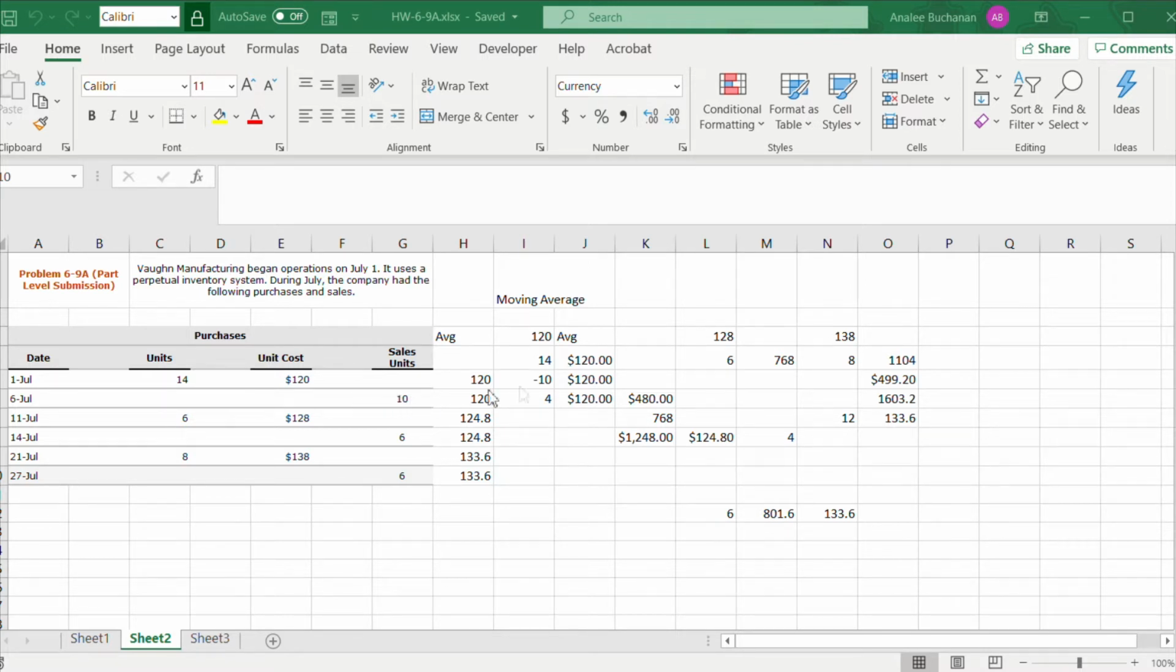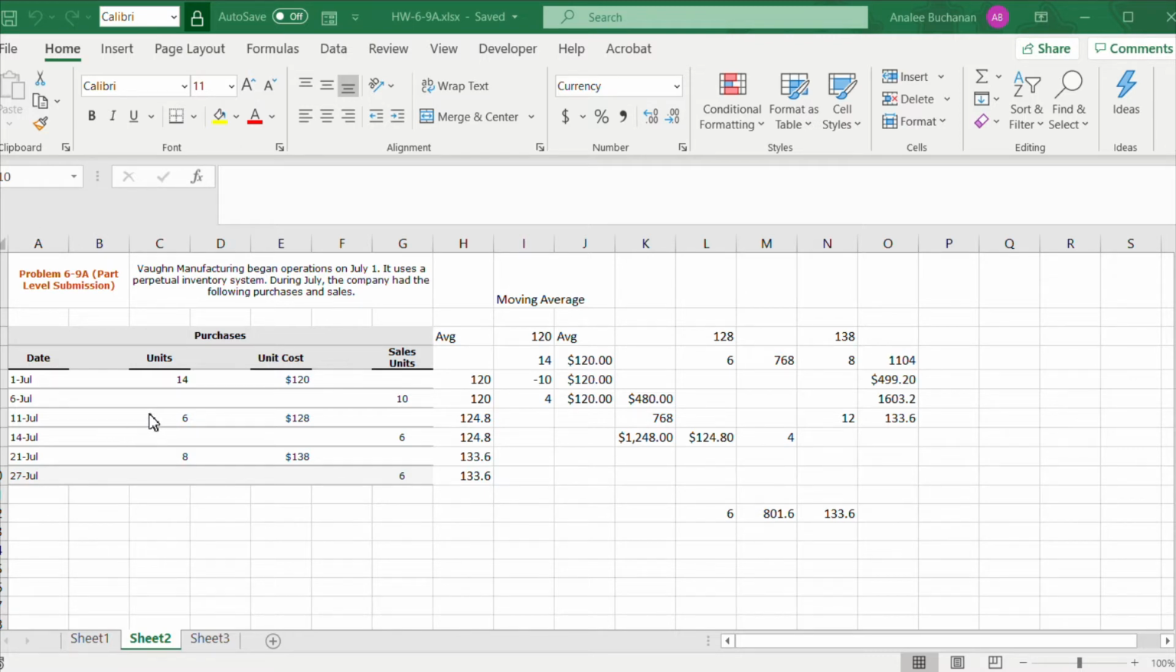And then we sell 10 of the 14 items on July 6th, and so we end up with 4 left over. But the average doesn't change because we haven't purchased anything else, so they were still all purchased at $120. So the average is still $120.